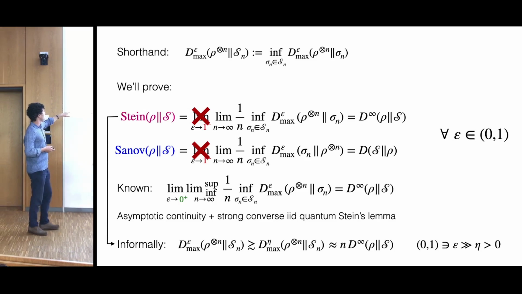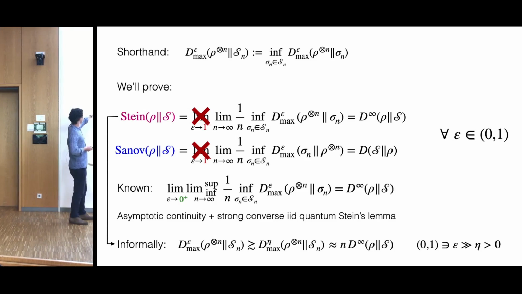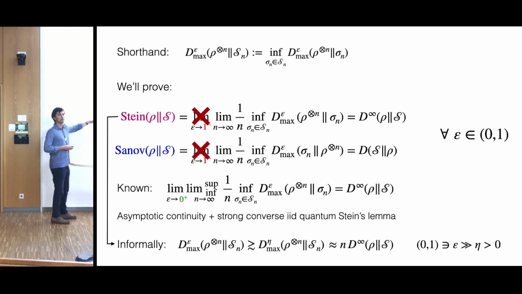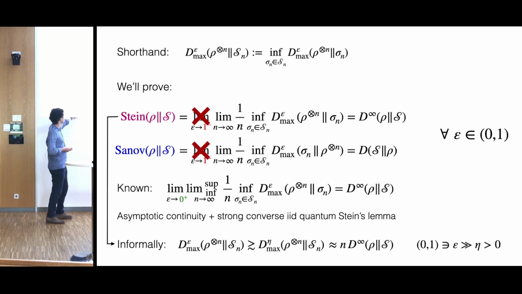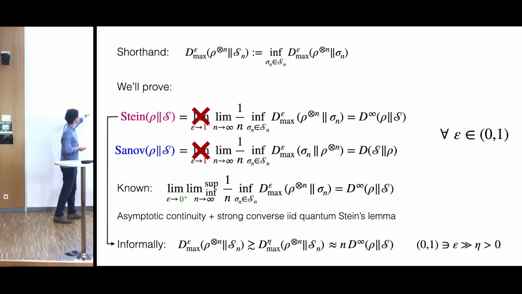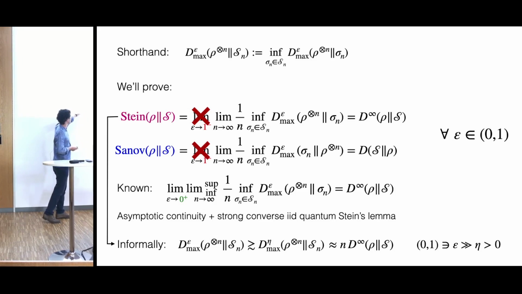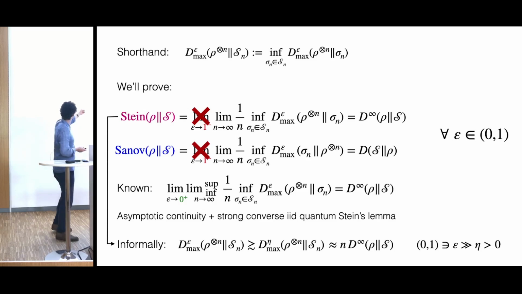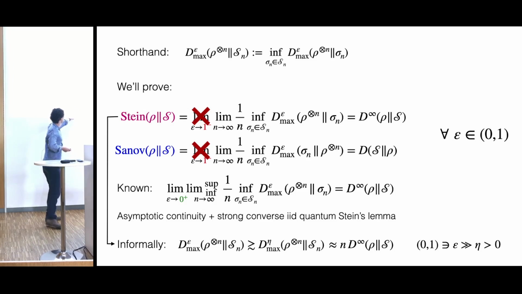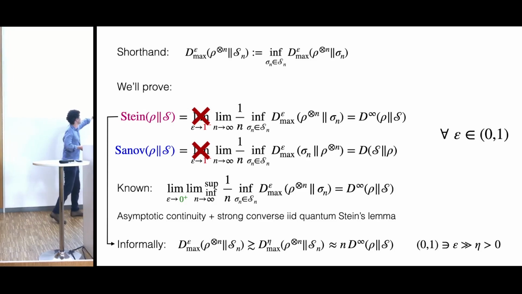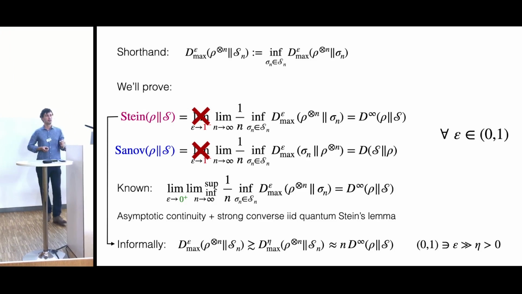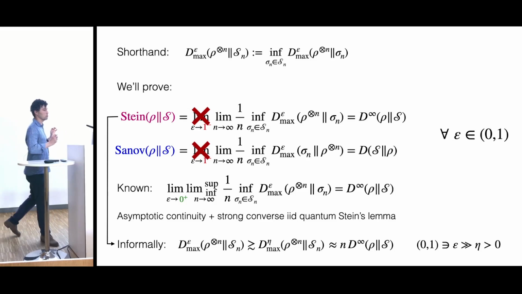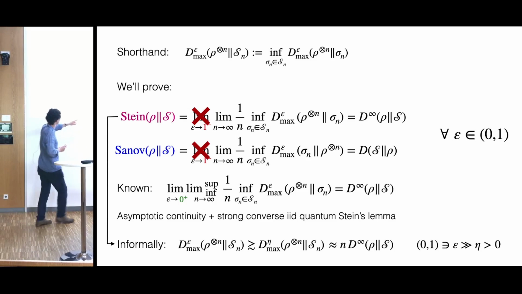Okay, so informally, the statement we want to prove is that given any epsilon, which might be not small, like, I don't know, 0.7, you want to lower bound this quantity in terms of another D max, but now with very small eta. And if you do this, then by this known result, this smoothed D max for very small eta is basically the regularized relative entropy of entanglement. This is the gist of the proof. The whole point is to prove this inequality.